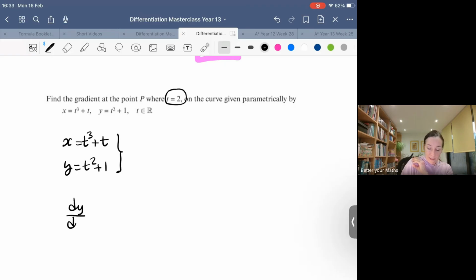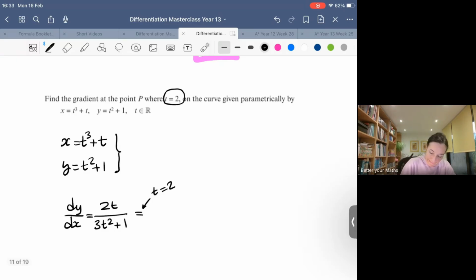So dy by dx, I differentiate the y, I differentiate the x, and then I substitute the t by 2. 2t, exactly. And then when I substitute t by 2, I get one number. So 4 divided by 13, 4 13ths. Okay, excellent. So that's the gradient, and that's what I do.